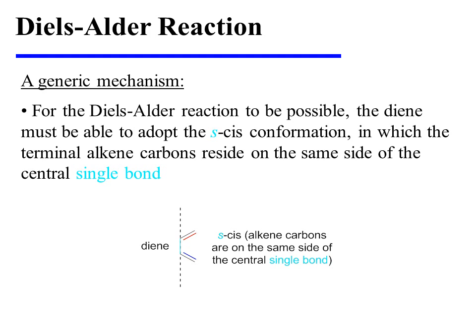For the Diels-Alder reaction to be possible, the diene must be able to adopt the S-cis conformation, in which the terminal alkene carbons reside on the same side of the central single bond.